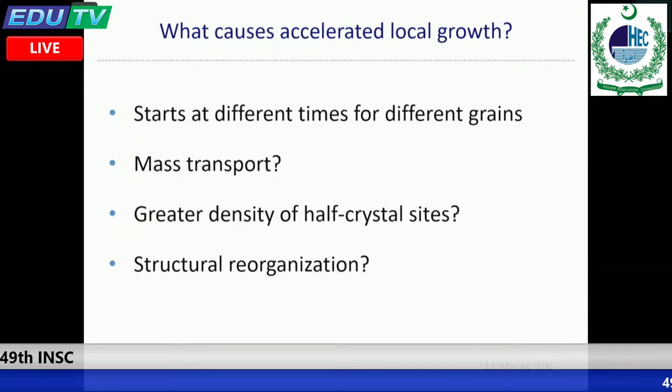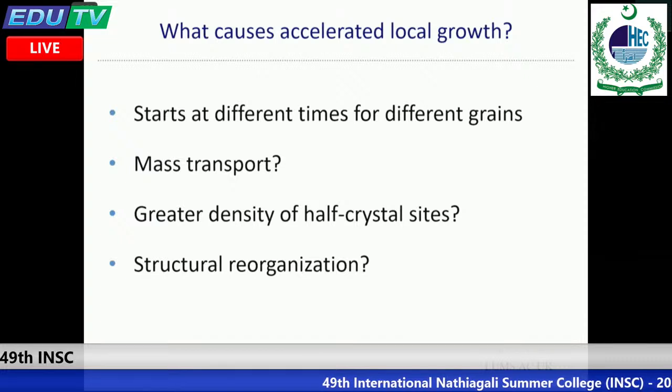And another thing is, you remember I showed you two grains, X and Y. If it was actually the mass transport that was responsible for the accelerated local growth, then we would have expected X to grow faster than Y, because X is bigger than Y, and therefore the mass transport is faster. So it could also be a microstructural issue, a greater density of the half crystal sites. Those are the ones which, if you remember from my previous talk, are the ones where metal atoms are incorporated in a film, or if not metal atoms, atoms of an oxide or semiconductor film.